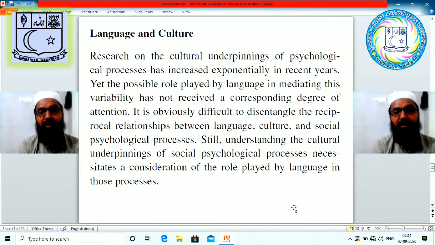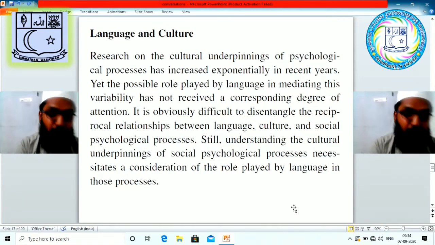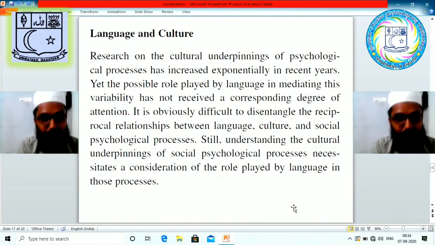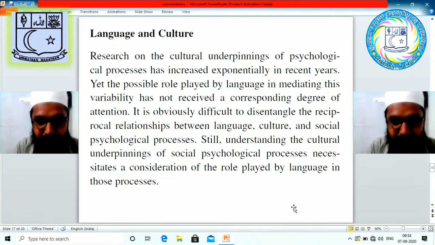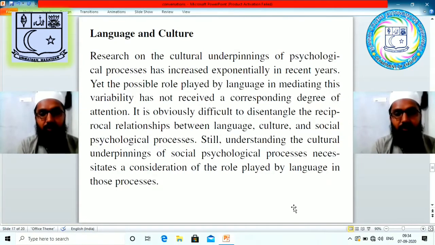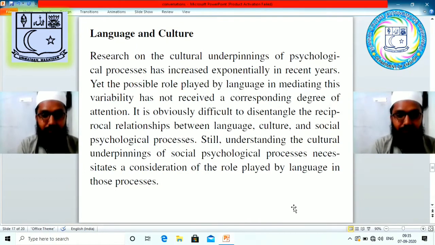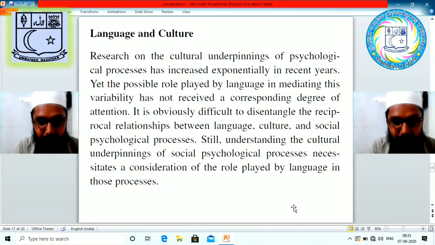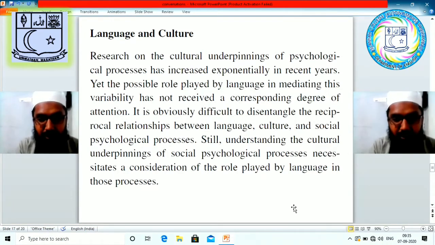What is the relationship between language and culture, and what is the role of language and culture in conversation while making utterances and conversations? Research on the cultural underpinnings of psychological processes has increased exponentially in recent years, yet the possible role played by language in mediating this variability has not received a corresponding degree of attention. It is obviously difficult to disentangle the reciprocal relationship between language, culture, and social psychological processes. Still, understanding the cultural underpinnings of social psychological processes necessitates a consideration of the role played by language in those processes.